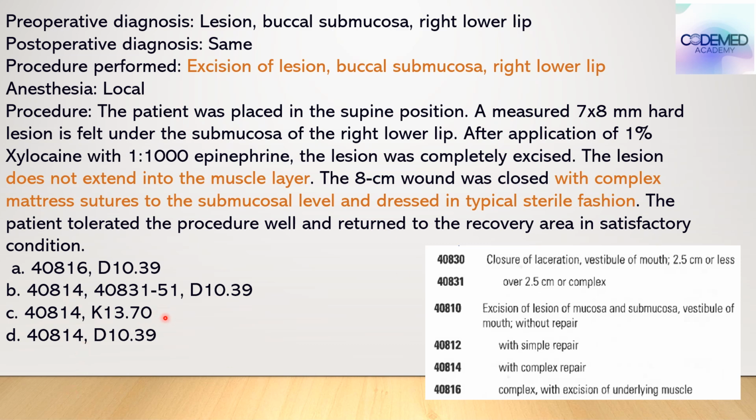Now, what is the second code? 40831 is the closure of laceration of the vestibule of the mouth. It is not a closure of a laceration, it is the excision of a lesion followed by the closure that has happened. So we will definitely not require 40831. That leaves us with options C and D. So let us zero in on our final answer.